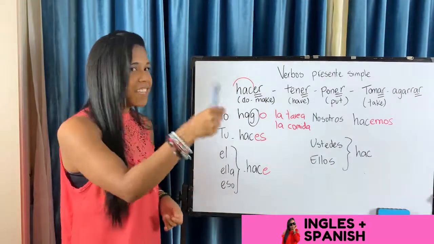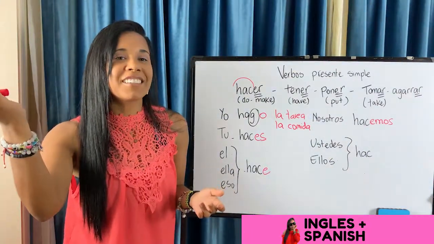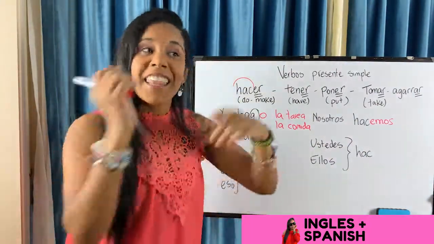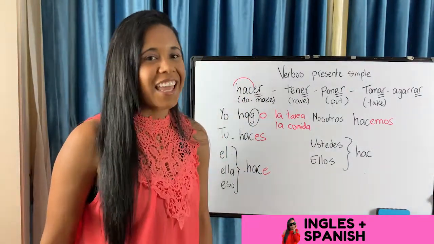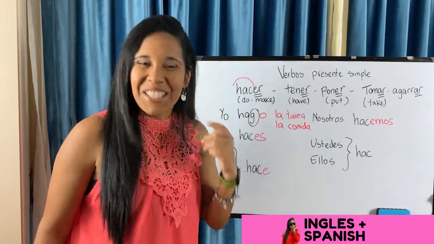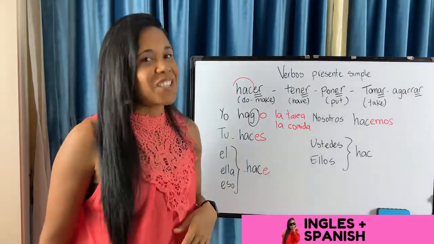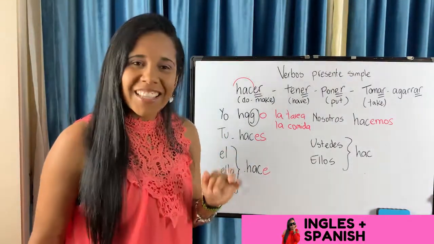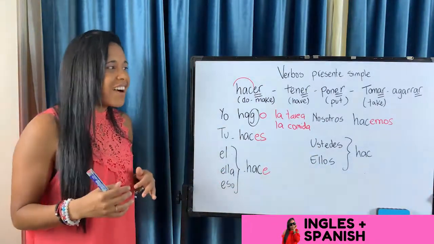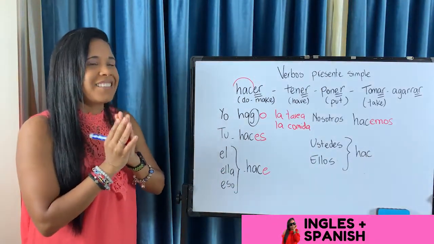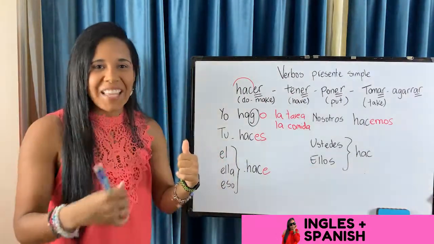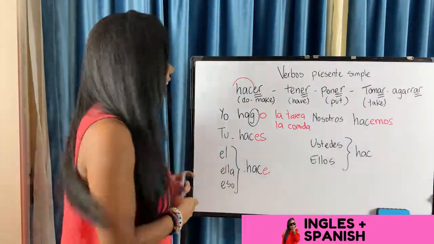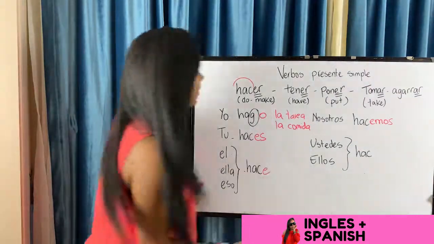How to say he makes the food? Él hace la comida. They make the food. Ellos hacen la comida. Okay? They do the homework. Ellos hacen la tarea. Okay? So it's going to be like vice versa from to be. To be in English is two verbs in Spanish, and hacer in Spanish is two verbs in English. Cool? Okay. Now, we have hacer, right?